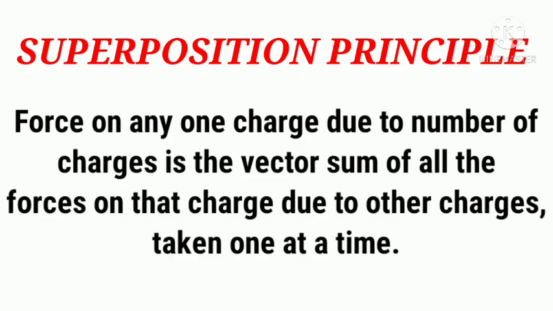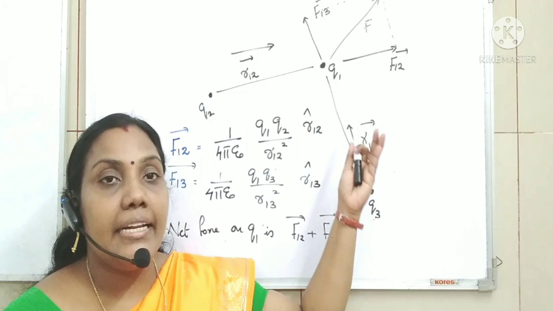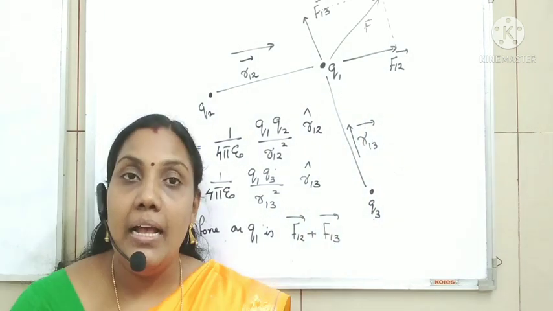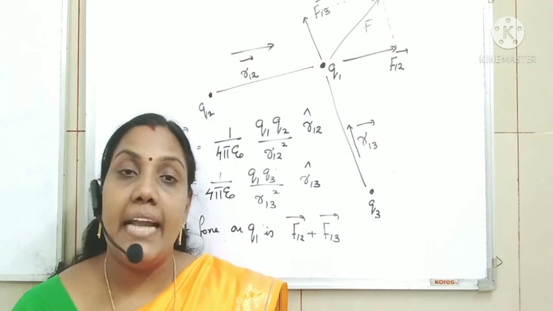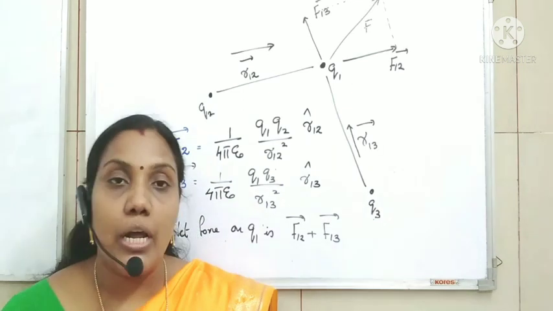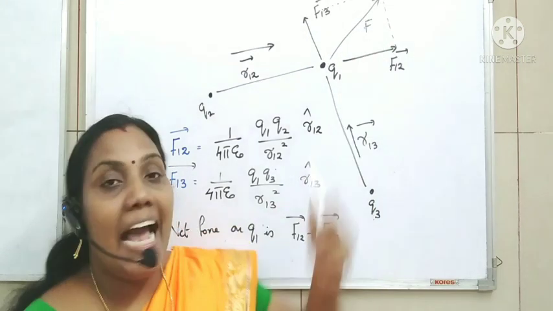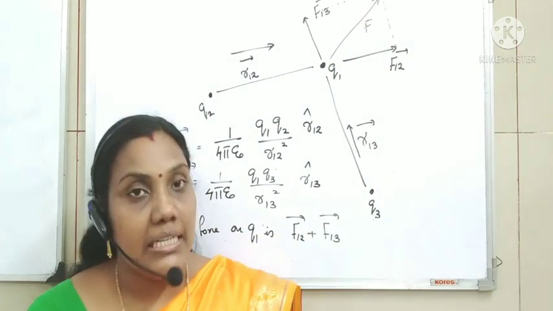So the superposition principle states that the force on any one charge due to a number of charges is the vector sum of all the forces on that charge due to the other charges taken one at a time. Here the two forces acting on the charge Q1 are vector F12 and vector F13, and the resultant force is obtained as usual by the parallelogram law of vector addition. We can complete the parallelogram, and the diagonal of the parallelogram gives the resultant force.